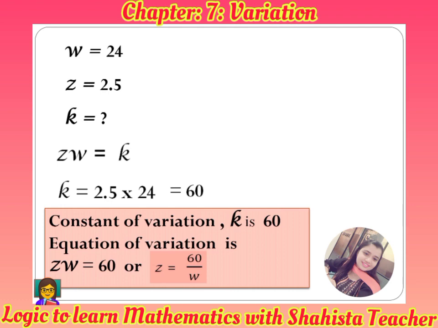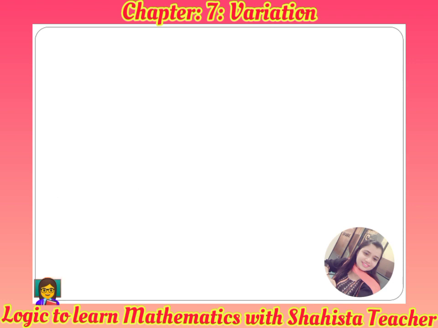In the place of k we will put 60. So here z is equal to 60 upon w. See my dear students, we used the same equation, just removed the constant k and in its place included 60. So simple, so easy. Is that clear? This you have to write, and just replace the k value.